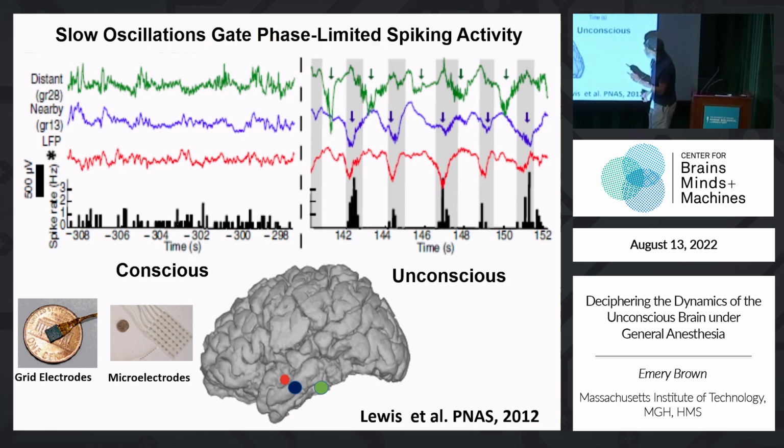These traces here are being recorded at these sites here on the medial temporal lobe. This is a neuron next to this red electrode here, which is spiking. You can see the person is conscious, the neuron is spiking pretty much wherever it wants to. Now, same person when they're unconscious under propofol, and look, you have the large slow oscillations.